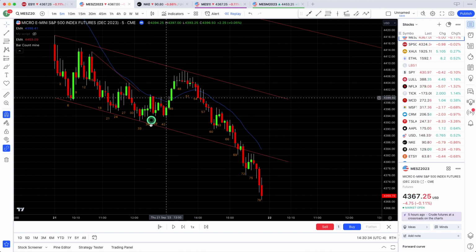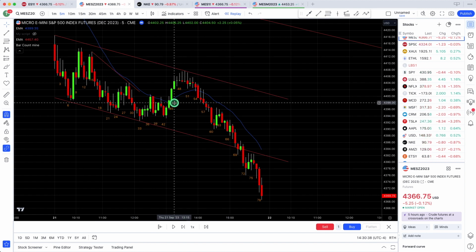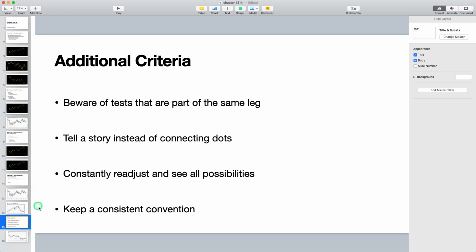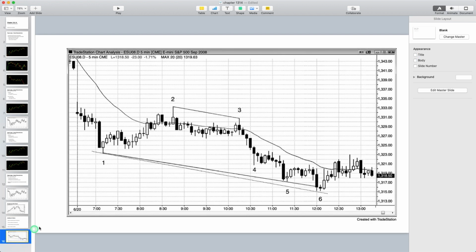But in terms of drawing the lines, there is some experimenting and changing of lines, but you just want to get an accurate representation of the story. So some additional criteria. One thing that Al mentions is beware of tests that are part of the same leg. So here you could draw this trend line across 1 and 5, and then you get a test on 6, and you're like, okay, it has 3 pushes. But the distances between 1, 5, and 6 are not equal.